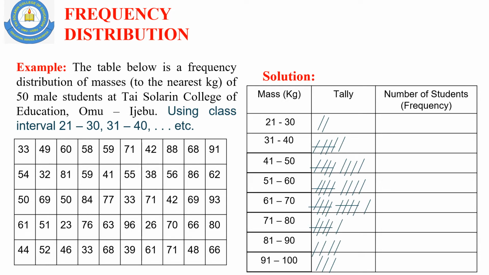Now the next thing is to do the frequency. We want to know how many times a number occurs under each group. That means the tally will now be counted. The number of strikes under the first group is 2, so the frequency of 21 to 30 is 2. For the frequency between 31 to 40, we count the strokes under the tally of that group. That is 6. So you can pause the video to complete the table. If you do that, you have something like this.